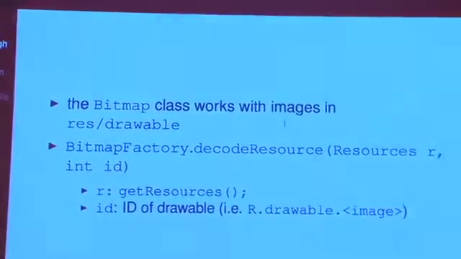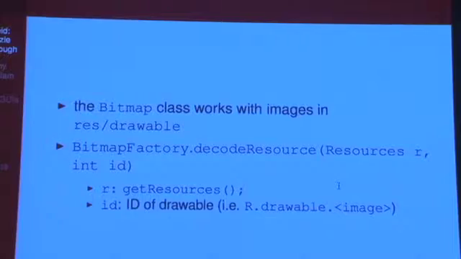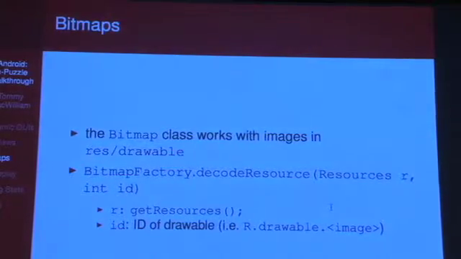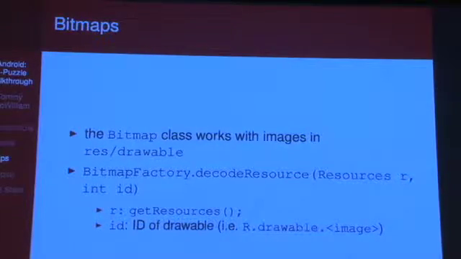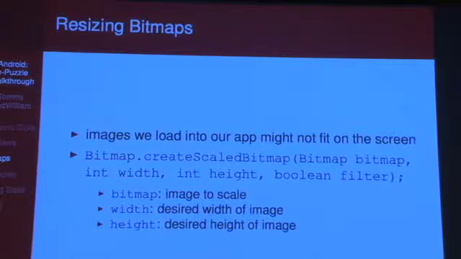So the two arguments here are just going to be where the resources are coming from, which you can just say getResources because that's where resources are coming from. And then next, it's going to be the ID of the image you want to draw. So I can just specify basically what I've called the image. So that's going to take the image and load it into memory. It's not going to display it on the screen yet. It's just going to create this internal bitmap object that represents an image.